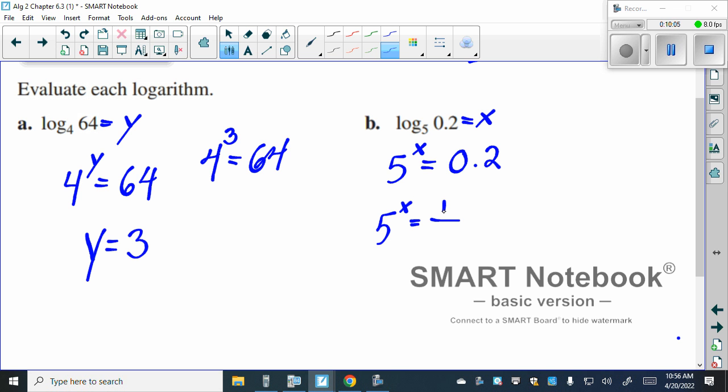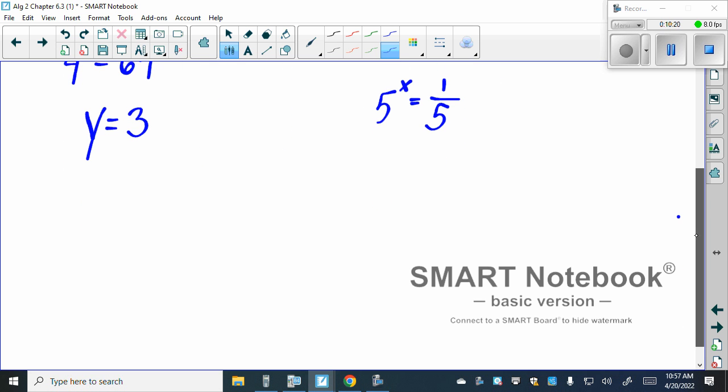2/10 would reduce to... So we're trying to see what exponent I'm putting 5 to take it from 5 to 1/5, -1. Because anytime we move a number from the numerator to denominator or denominator to numerator, we change the exponent from positive to negative or negative to positive. Well, here, it's just 5 to the first.